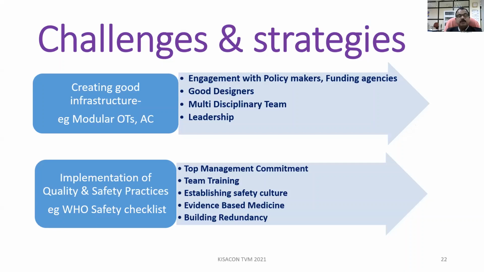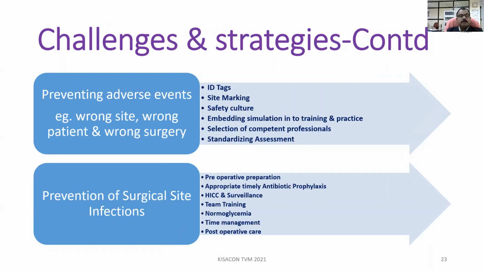So what are the various strategies which can come in for the various challenges that we have? So we need to create a good infrastructure, modular OTs AC, where we need the support of the policymakers, multidisciplinary team, implementation of quality safety practices, WHO safety checklist for example. So there we need team training, safety culture, evidence-based medicine, and building redundancy. Preventing adverse events, again, you require ID tags, site marking, safety culture, embedding simulation into training and practice, and selection of competent professionals, standardizing assessment, etc.